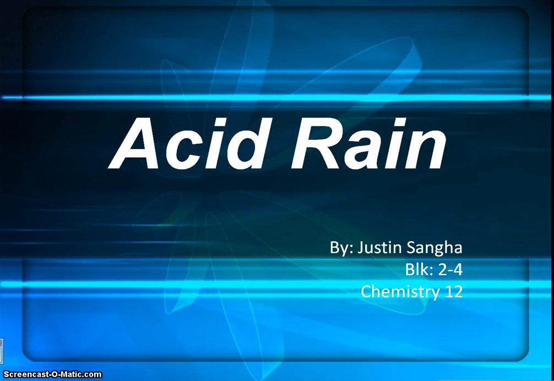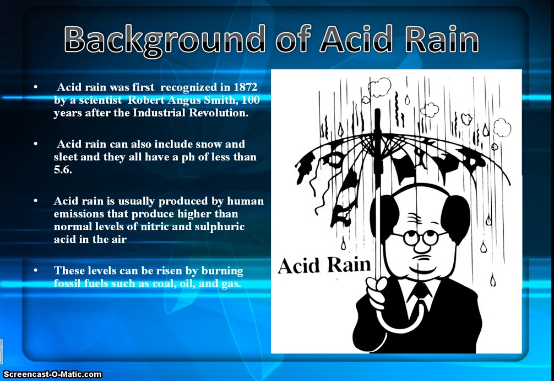Okay, so I chose my assignment on acid rain, and I found it on a Bitly database from our school under chemistry. Let's go. So some simple background of acid rain: it was first recognized in 1872 by scientist Robert Angus Smith, 100 years after the Industrial Revolution.